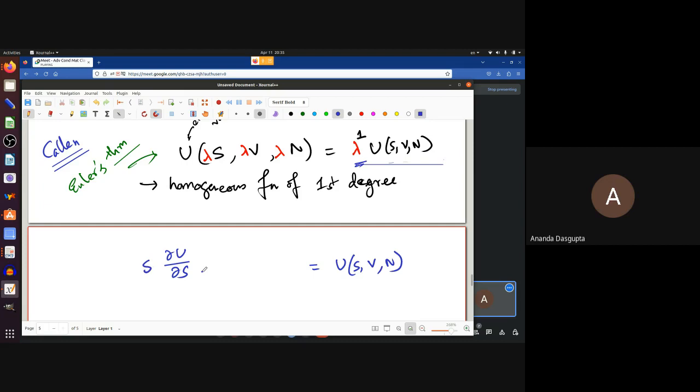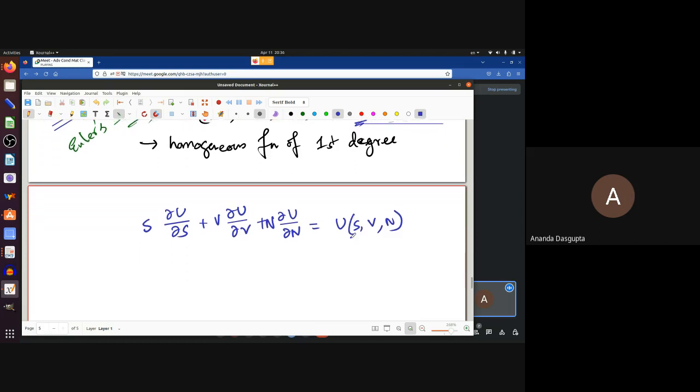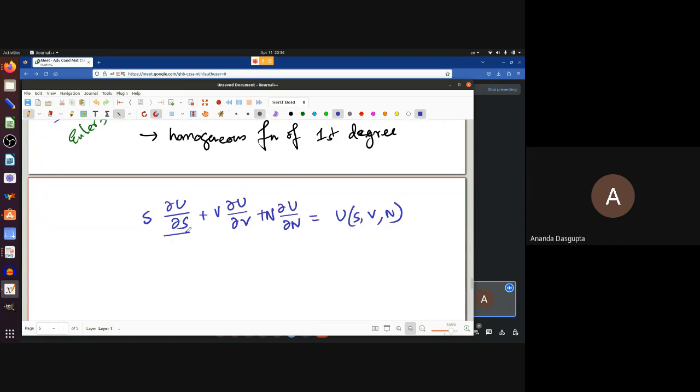So, it's del U del V, plus N del U del N. Actually, del U del of lambda S, del U del of lambda V, and U will be a function of lambda. So what we'll do is, I will differentiate with respect to lambda, and then at the end, put lambda equal to 1. Then you'll get this. On the right-hand side, you don't have to do anything, because you just have U, the lambda has gone away. On the left, you get this. And what is del U del S? Anybody remember that?